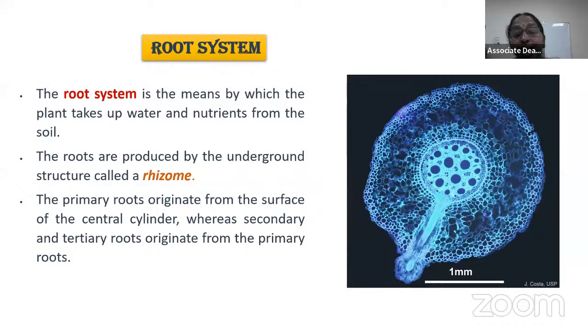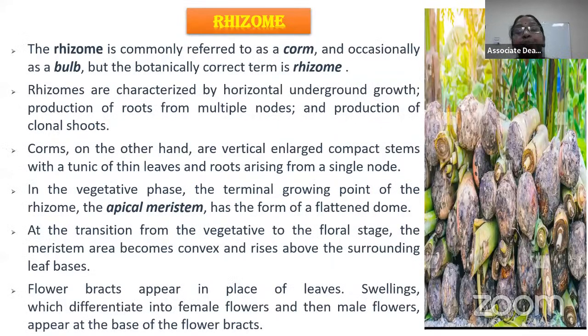And from that primary root, the secondary and tertiary roots will originate. And here you can see the origin of the primary root from the surface of the central cylinder portion of the rhizome. What does rhizome mean? As I told you earlier, it is also commonly known as corm or occasionally bulb, but botanically the correct term is rhizome only.